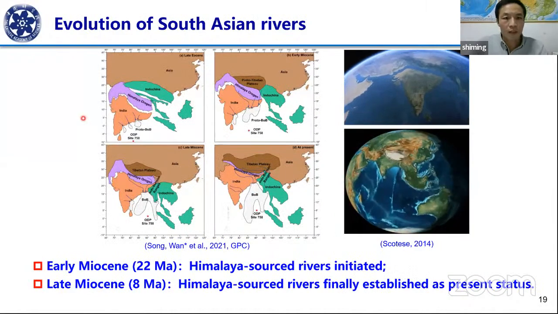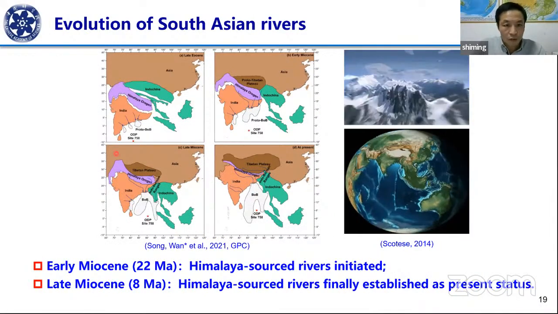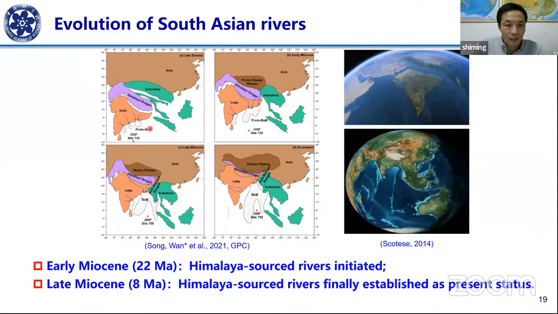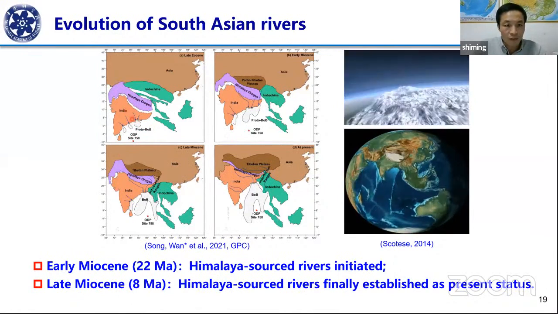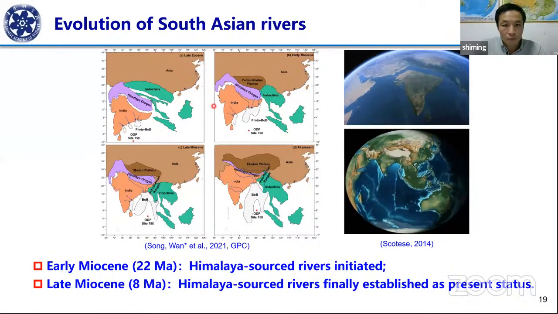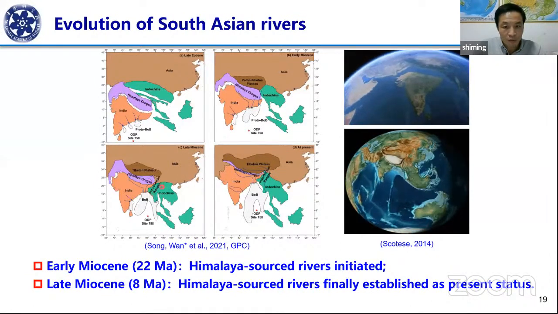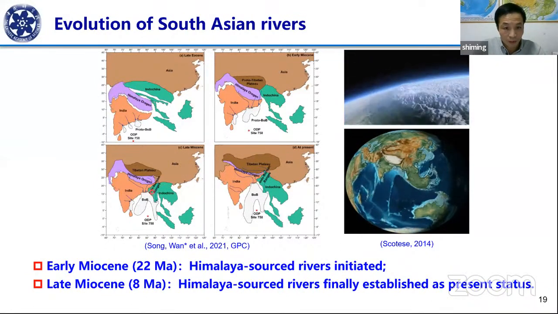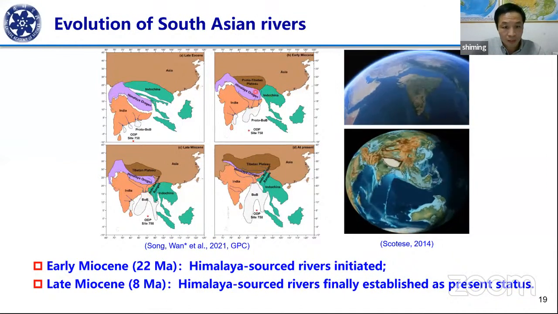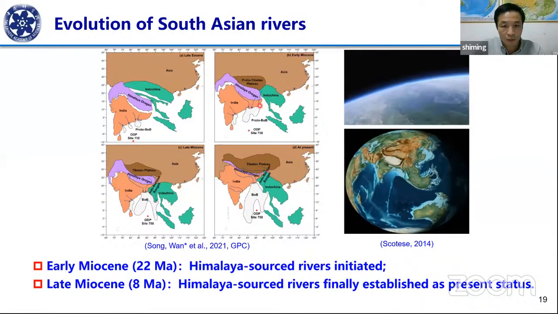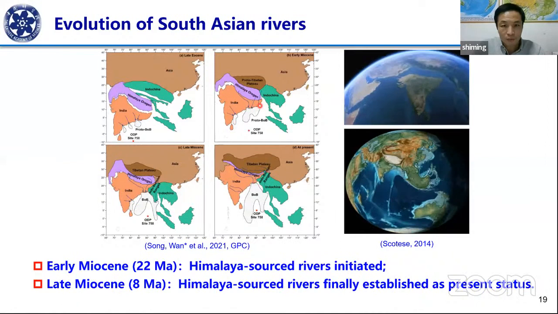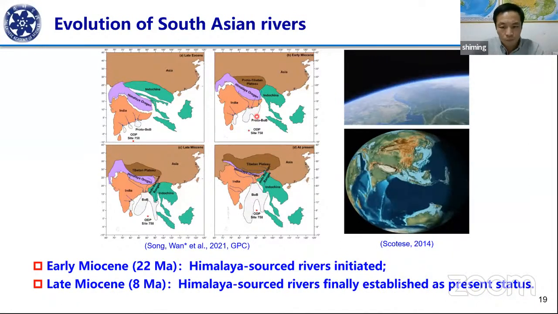So this suggests that before the Miocene, the sediment mainly came from the Indian peninsula, and since the early Miocene, the Himalaya-sourced river materials initiated, and since the late Miocene, the Himalaya-sourced rivers were finally established, similar to the present situation.